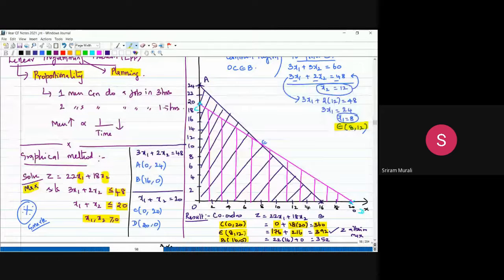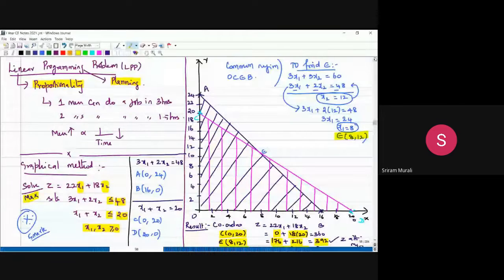So 22 into 16 plus 0. So this is 352. So where does this attain a maximum? Z attains its maximum at E, 8, 12, because the value seems to be maximum only when 8, 12, that is 392 is the value. Have you understood the result? Have you understood the problem?